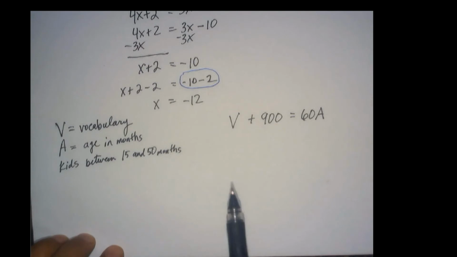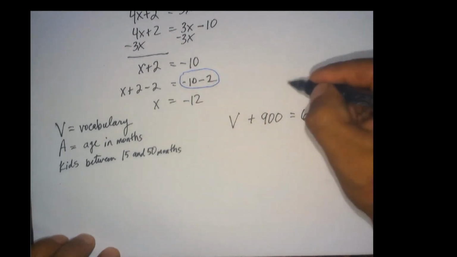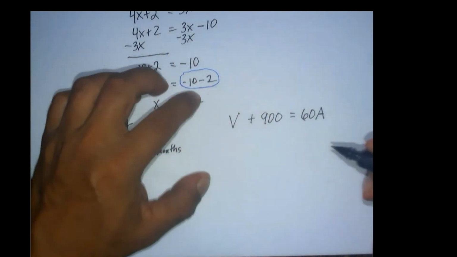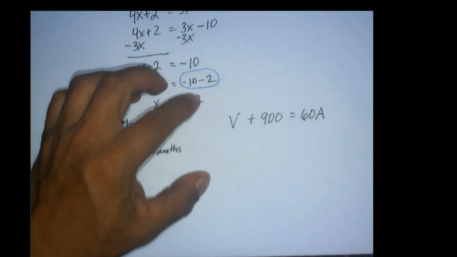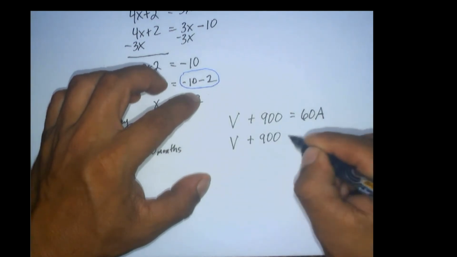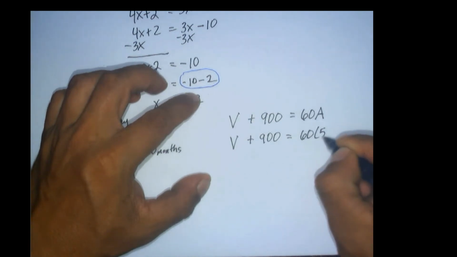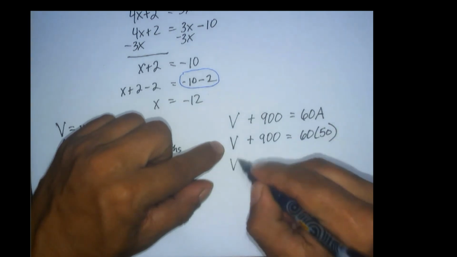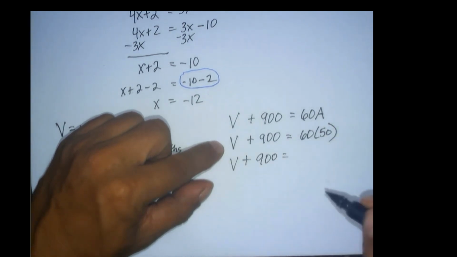Okay. Find the vocabulary. What variable represents the vocabulary? V. Find the vocabulary when the child is 50 months. So what am I going to substitute? 50 for A. So V plus 900 is equal to 60 times 50. Now I can simplify here, right? 50 times 60 happens to be 3,000.